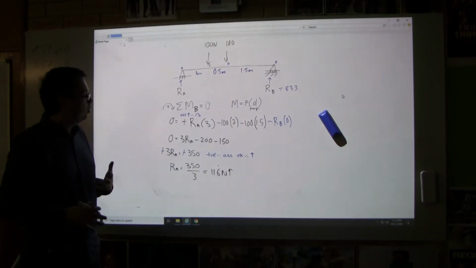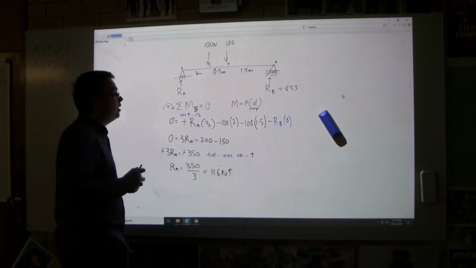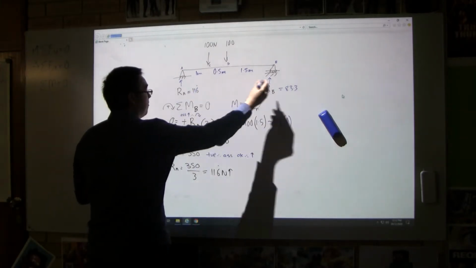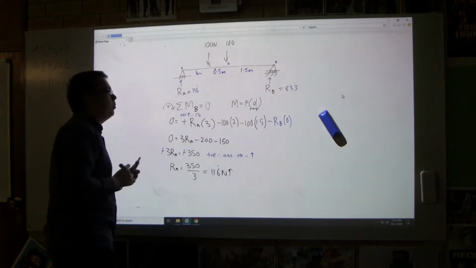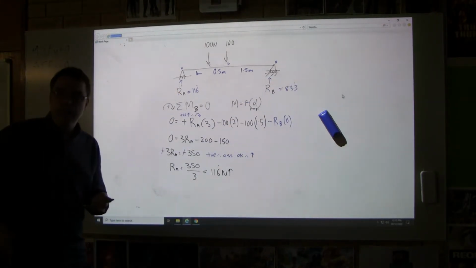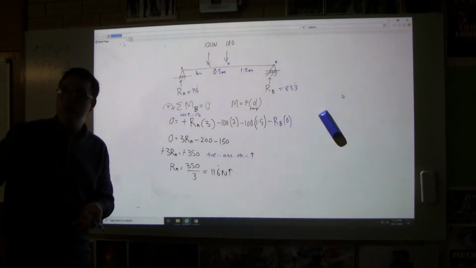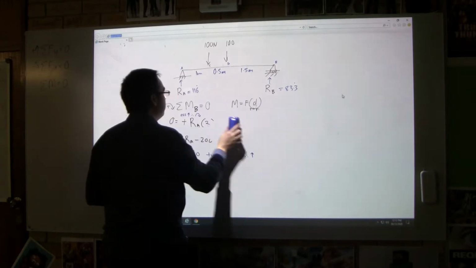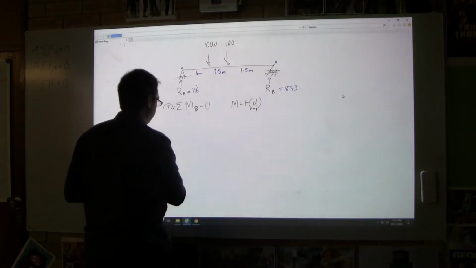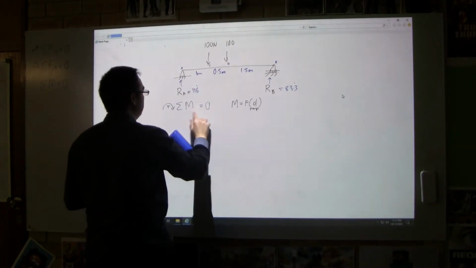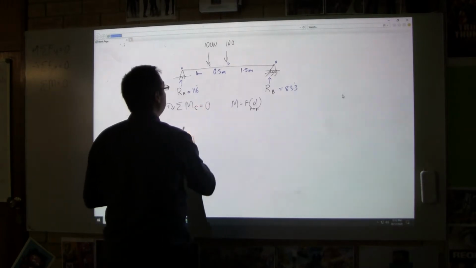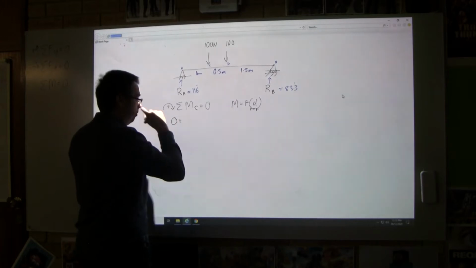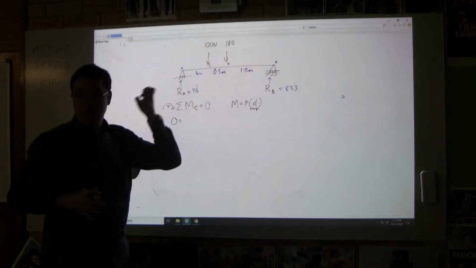Now, one thing I want to prove is that now that we've figured this out, if we took moments about C, it would still equal 0. Yeah? Just to try and give you a deeper understanding of what's going on here. So, if I take moments about C, let's have a look. What are our forces? 0 equals, in this case we're going to say that we know these values.